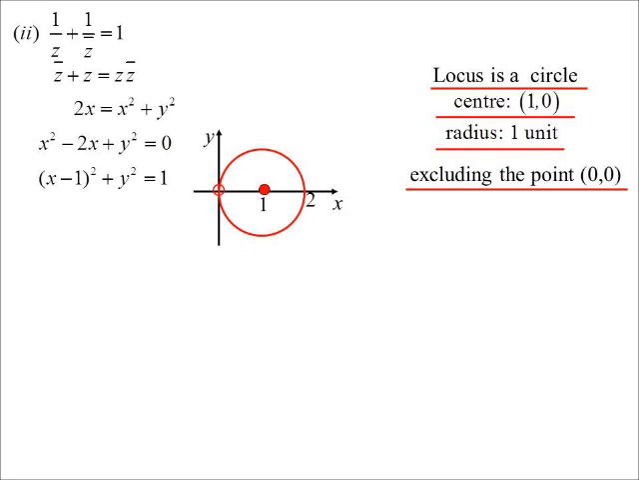Remember, we're talking locus here. Excluding the point (0, 0). Why is it excluding the point (0, 0)? Remember, always go back to what the original thing said. And the original thing had z on the bottom. So z can't be the number 0, which when we're talking about real and imaginary is 0 real part, 0 imaginary part. So the point (0, 0) would not be included in this one.